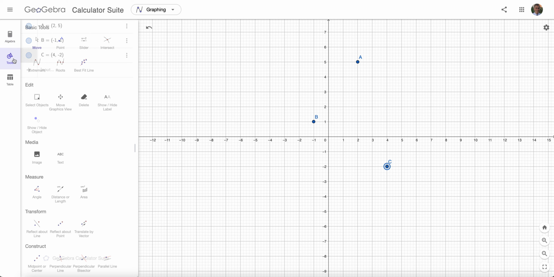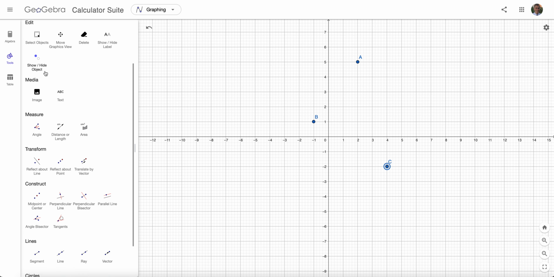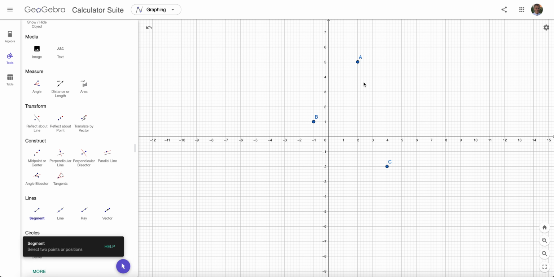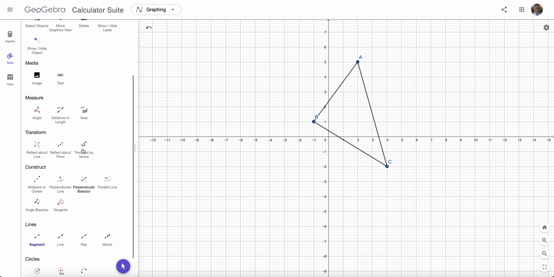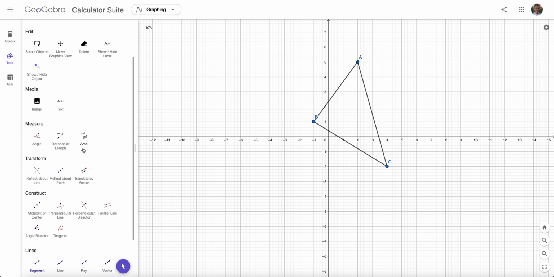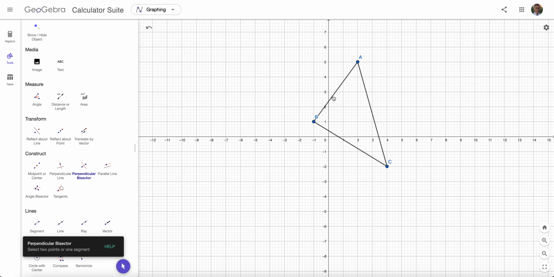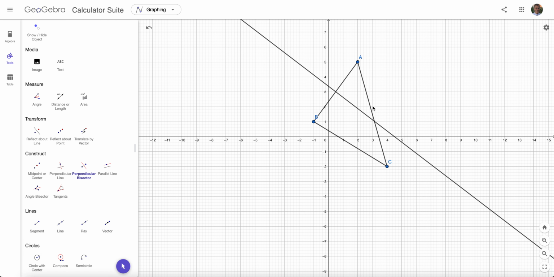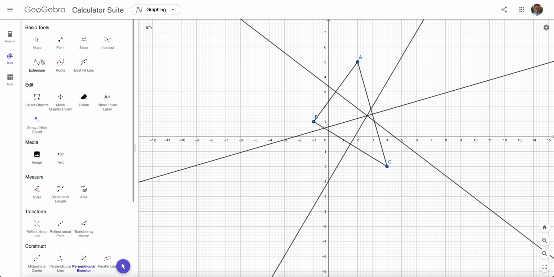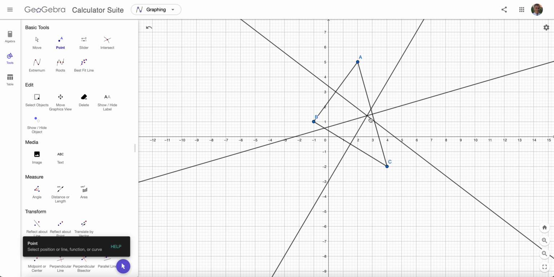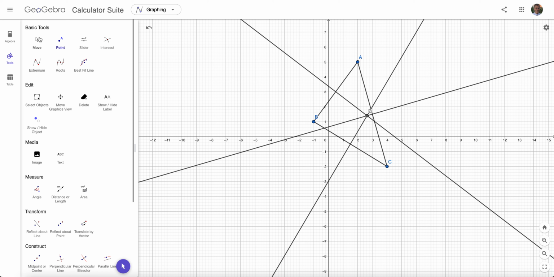And again, I go into my tools like I did before, and I can connect these with a segment. So connect A to B, A to C, and B to C. Go through the same process. So I'm going to find the perpendicular bisector of each of the 3 sides. And I have this intersection point on here. I'm going to go up to Point, choose that there.